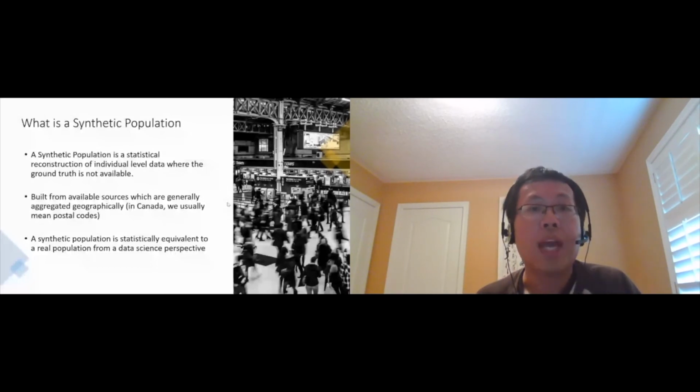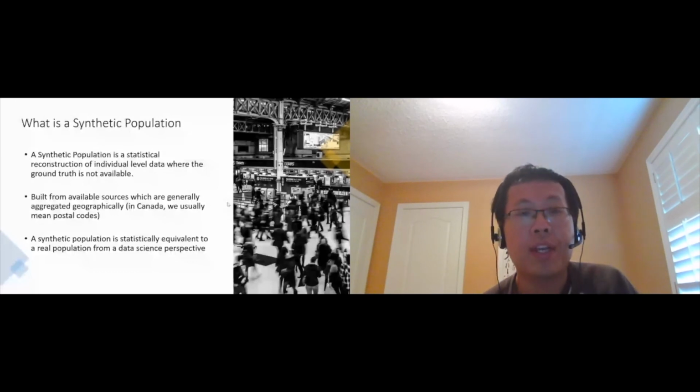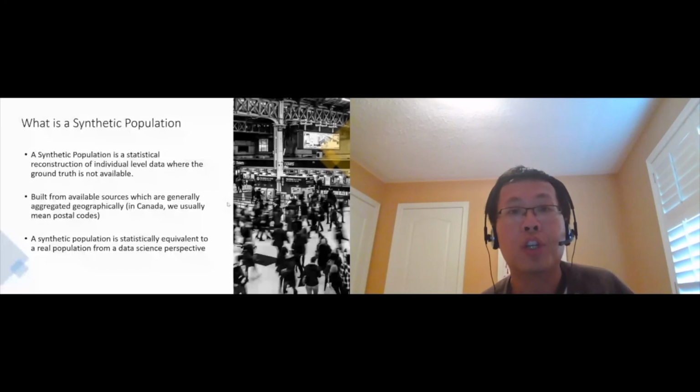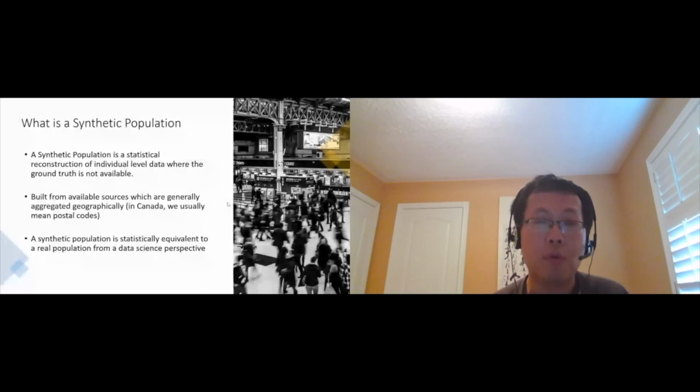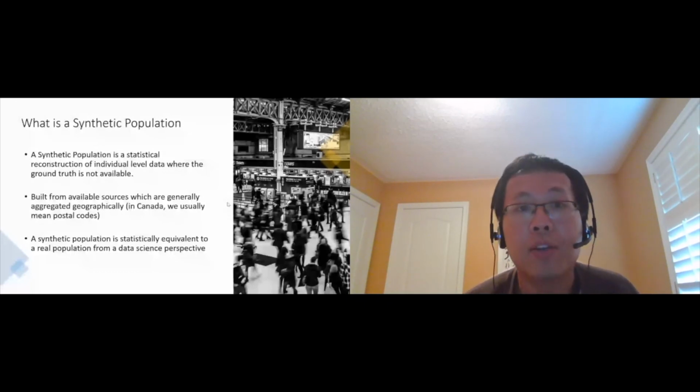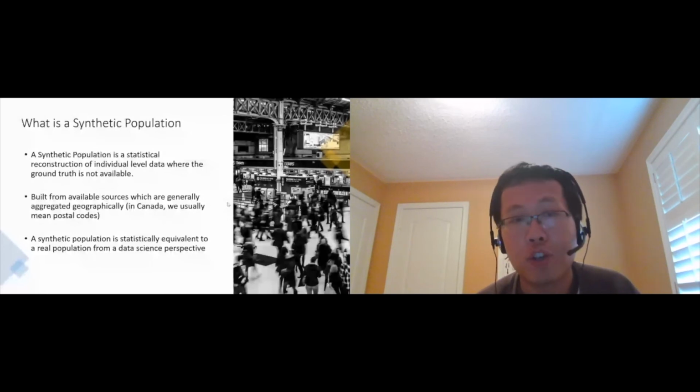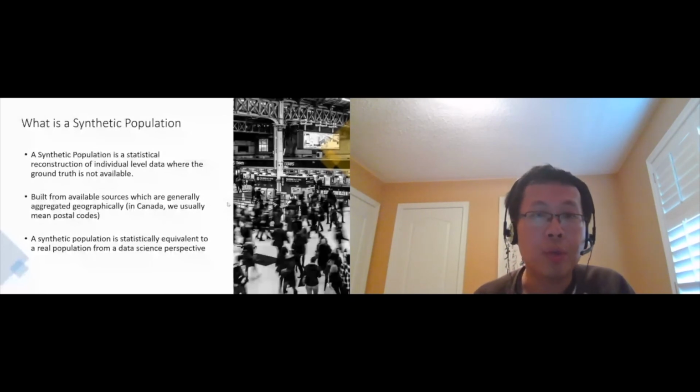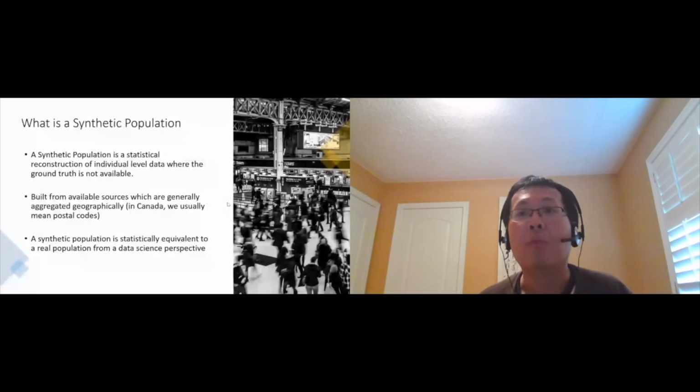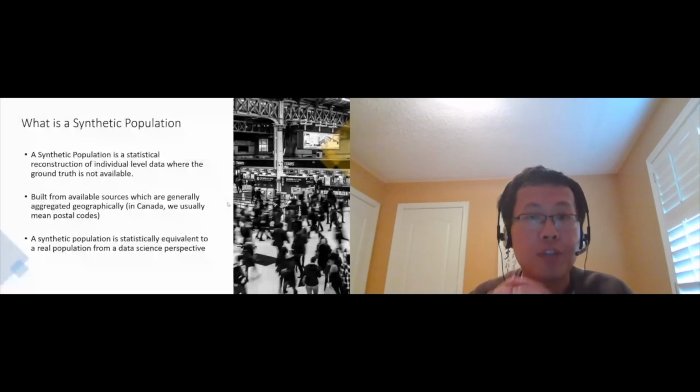So instead, what we have are aggregated data sources. And what I mean by aggregate is usually they're averaged or they're summed up to a certain unit, and the aggregated data is released instead of the individual form. In Canada, data is usually aggregated to postal code level, so just by aggregation by geography. And what we want to do is take the aggregated data and try to produce a synthetic version of the underlying data that was aggregated to produce the aggregated sources. And that process is called generating a synthetic population data.